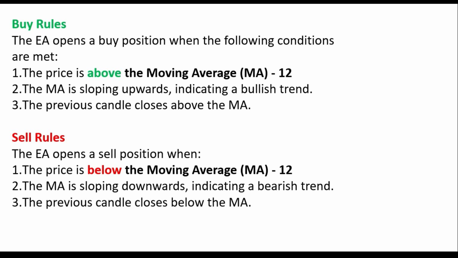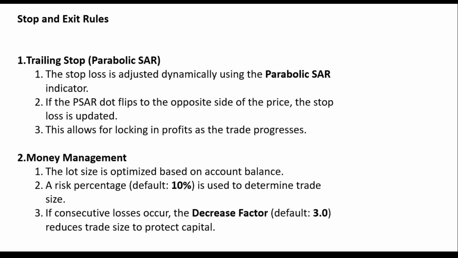However, when we test and build a strategy, we just want to see whether the strategy works. The basic rule is to buy above the moving average and sell below it. But the point of success of this strategy is the stop loss and exit rule. We are using a trailing stop using the parabolic SAR, so the stop loss is dynamic. If the PSAR dot flips to the opposite side of the price, the stop loss updates. This allows locking in profit as the trade progresses.